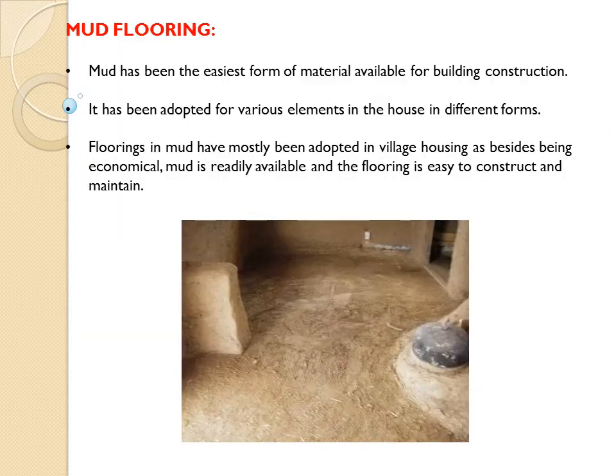Then coming up next, what mud flooring is. Understanding its basics, how mud flooring is adapted, where it is used, what are the elements added. Mud flooring has been the easiest form of material available for building construction. Why is it easy? Because the materials are locally available. Mud is locally available in any of the areas, whether in a rural context or an urban context. So mud is available easily and it has been adapted for various elements in the house in different forms.